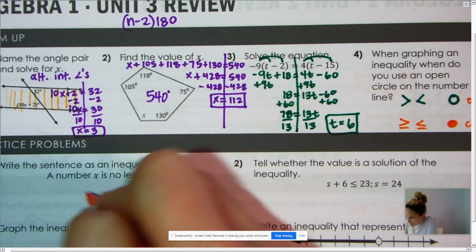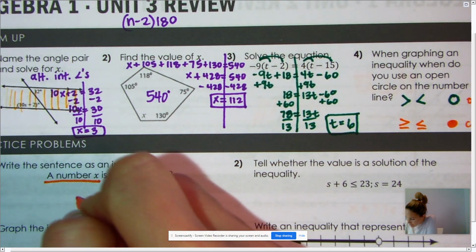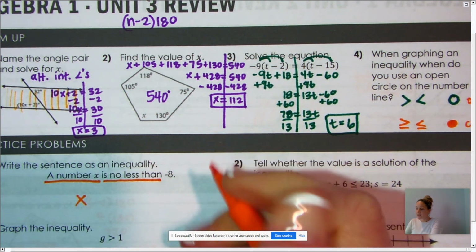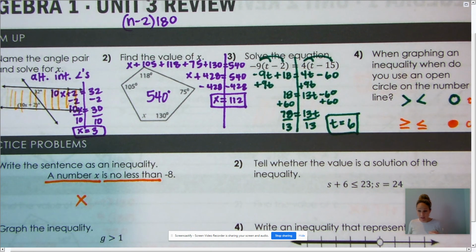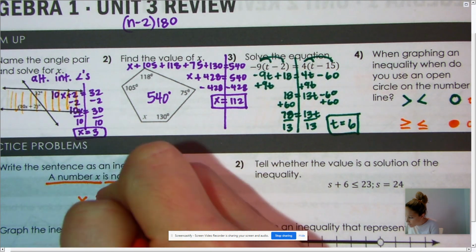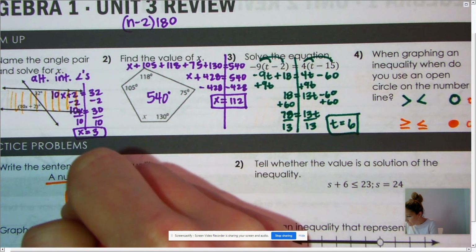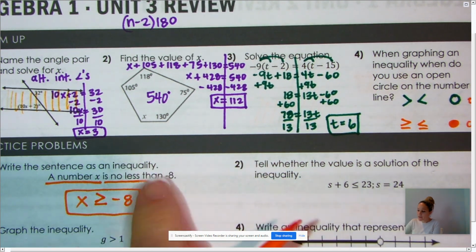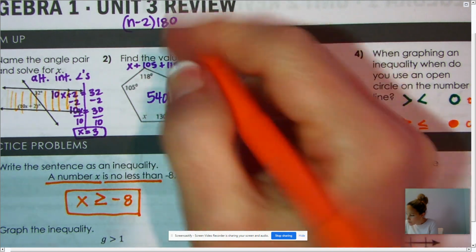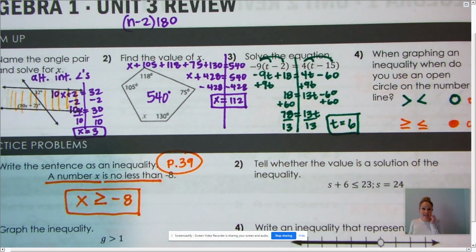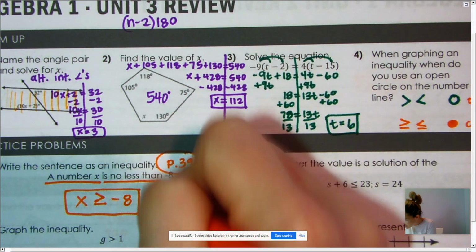Okay. Question number 1, we are just going to write it as an inequality. So a number x is no less than, meaning it can't be smaller than, it could be equal to, or it could be greater than negative 8. That's it. Okay, if you ever get stuck on these, turn back to page 39 and look at your notes. And that has all the different things, like what connects the symbols to the words. Okay, and then this negative 8 we just put at the end.